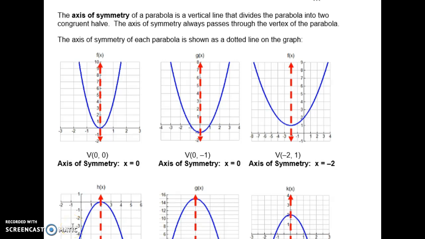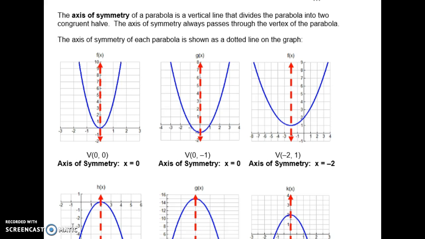In this video, we're going to continue our exploration of parabolas. Today, we're specifically going to look at the axis of symmetry and also where a parabola is increasing and decreasing. We're going to look at this graphically and also from equations. So the first part is the axis of symmetry.